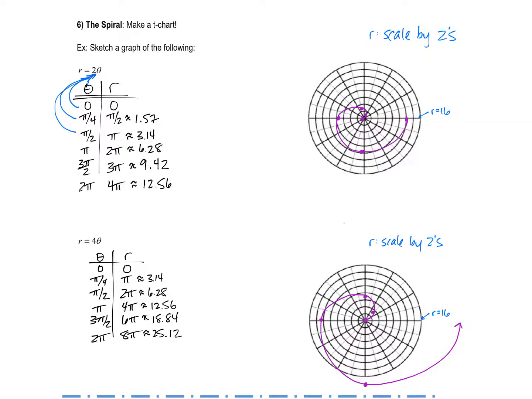Okay? The last one is very similar. I also scaled it by 2s, and it's much bigger because it's 4 theta. But if you do pi over 4 and then plug it in here, you get just 3.14. So 3.14 is 2, not all the way to 4, but go up to 45 degrees right there. If I do pi, for example, I end up plugging in here and I get 4 pi, which is 12.56. So your radius is 2, 4, 6, 8, 10, 12, and a little bit more all the way around to pi. And so your spiral is getting bigger much faster, okay? So that's how to do the spiral. I would recommend doing a T-chart.